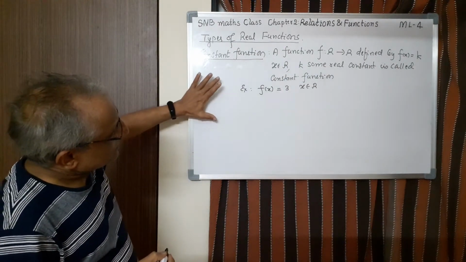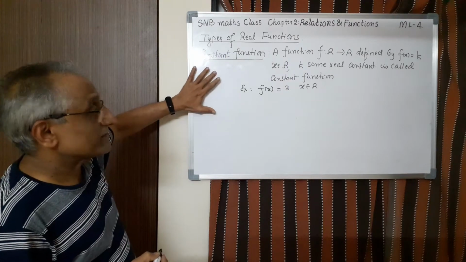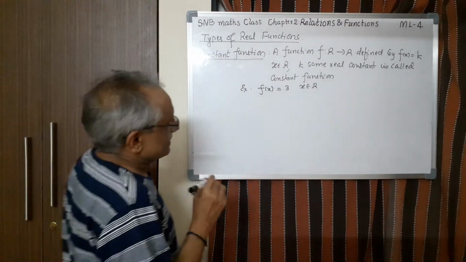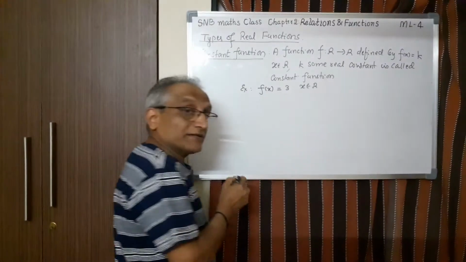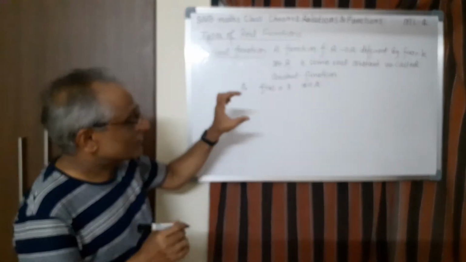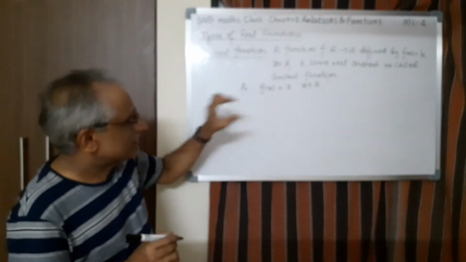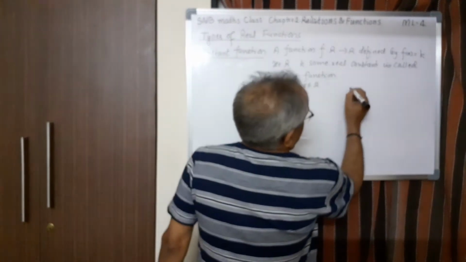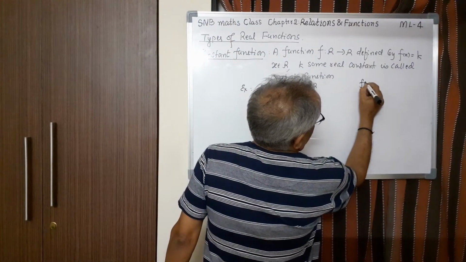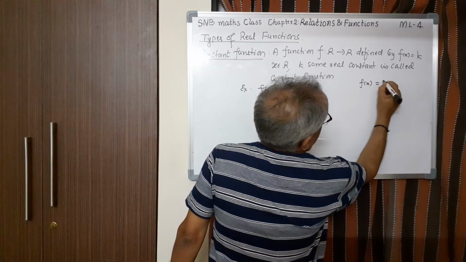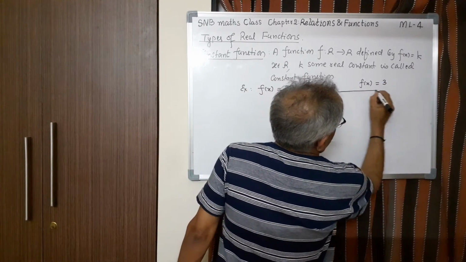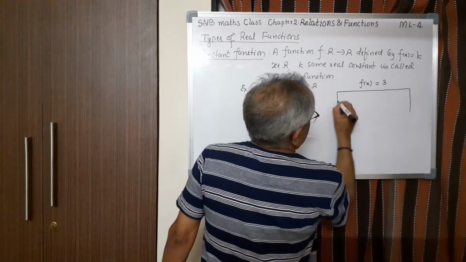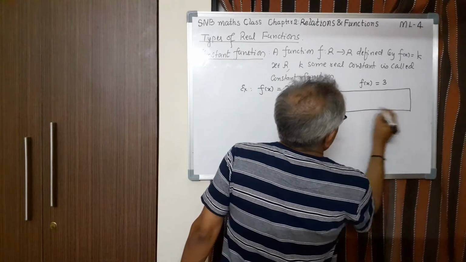Now we can draw the graph of this function so that we can understand what is the nature. Here also, since we are beginners, it is always better to construct the table of values so that drawing the graph becomes easy. So let us take f of x equal to 3. Let me prepare a table of values so it is easy to draw the graph.